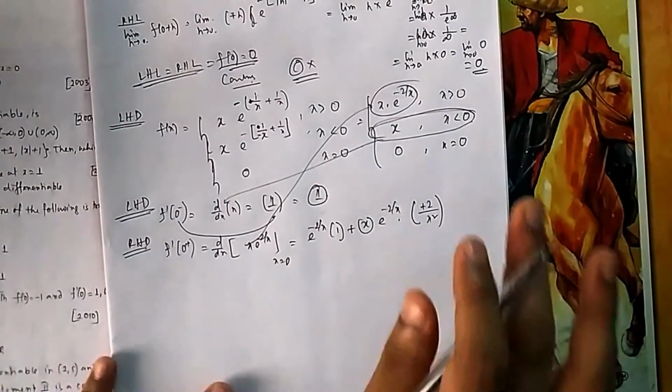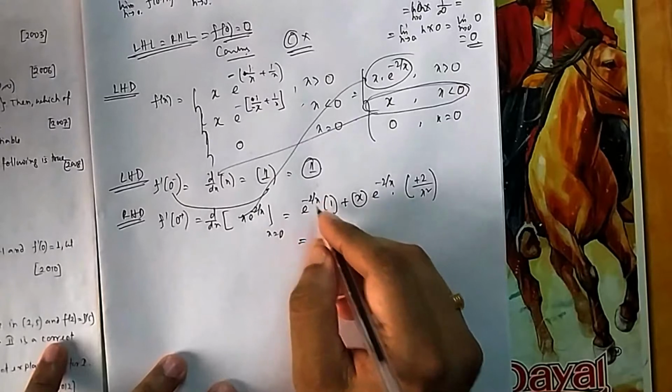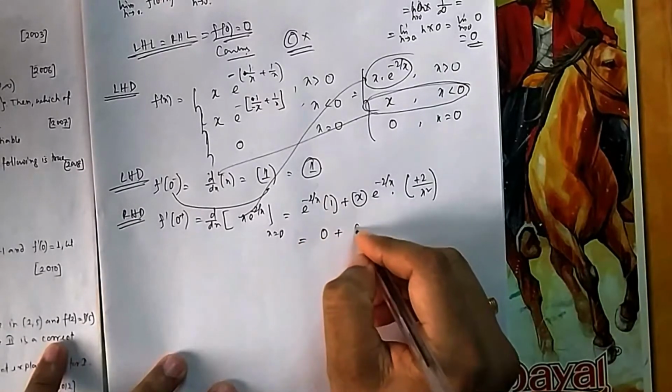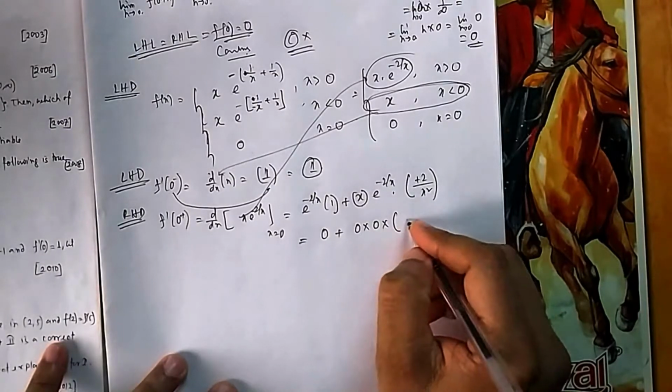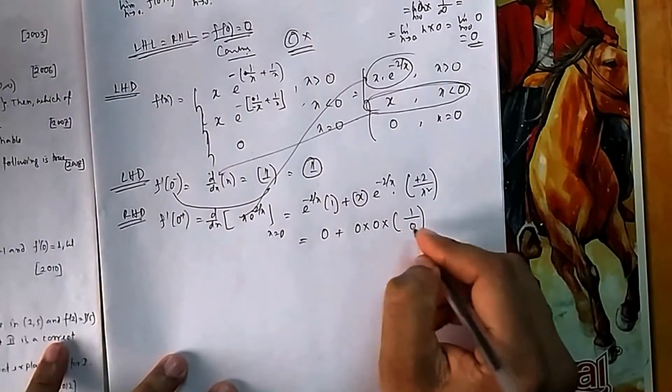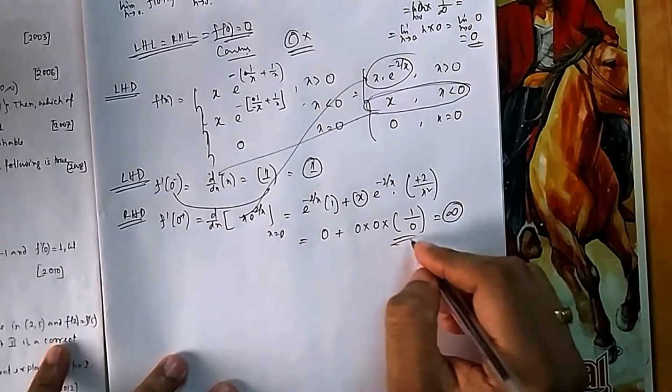Those who don't know differentiation, wait for some time. So now if you put 0, e to the power minus infinity is 0, this is 0 into 0 into something divided by 0, so 0 by 0 is undefined, that means it is going towards infinity, or you don't know what the answer is.